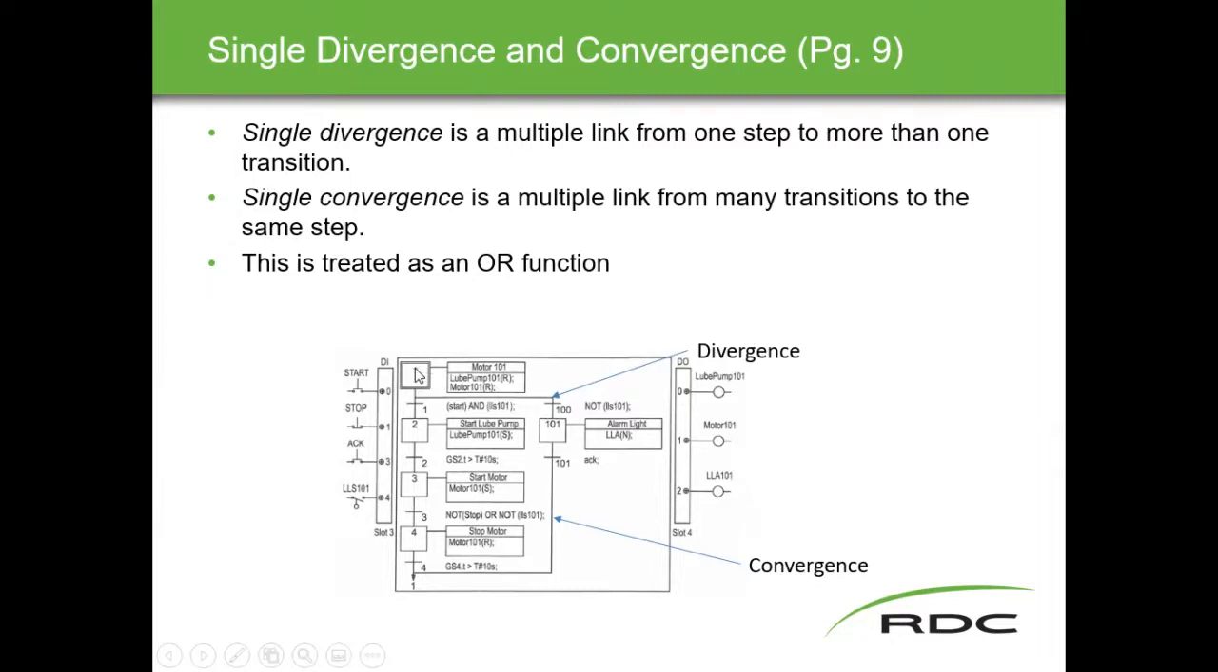So basically what's happening is we start at step one, we get to this transition here, and we're going to have either this activity coming on or this activity coming on. So single divergence is related to an OR. After the step is completed, if it happens to go this way, we converge back into the main program. So here we're diverging or going away, and here we're converging or coming back in. So single divergence and convergence is treated like an OR.